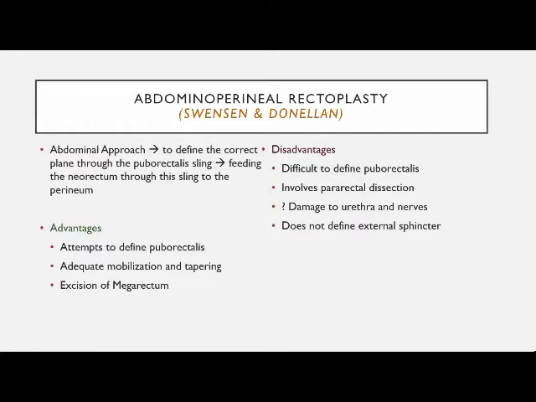The other abdominorectoplasty that was later described as a modification of Stephens was an abdominal approach to define the correct plane through the puborectalis sling. So feeding of the neorectum was done via abdominal approach through the sling to the perineum. This attempted to define the puborectalis sling and provide adequate mobilization and allow tapering and excision of megarectum if required. However, even in this procedure, it was difficult to define the puborectalis and it involved pararectal dissection. There was a risk of possible damage to the urethra and nerves, and it did not define the external sphincter. Many modifications of Stephens' procedure were being performed up until the 1980s.